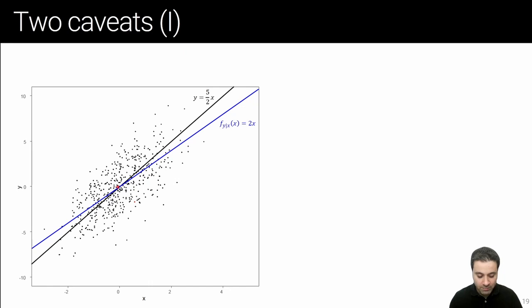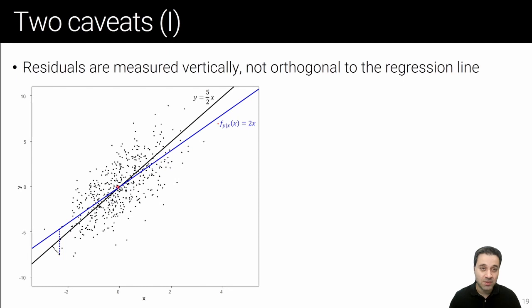And one might wonder, why is the OLS fitting that line instead of the black line that looks a lot better? And the key point here is that we have to keep in mind that the residuals are measured vertically. They are not measured orthogonal to the regression line, they are measured vertically. Remember that what we look at is the residual equal true value minus estimated value. So that's the vertical distance between the true value and the estimated value.